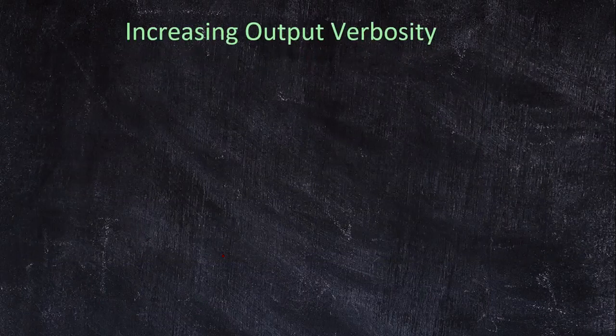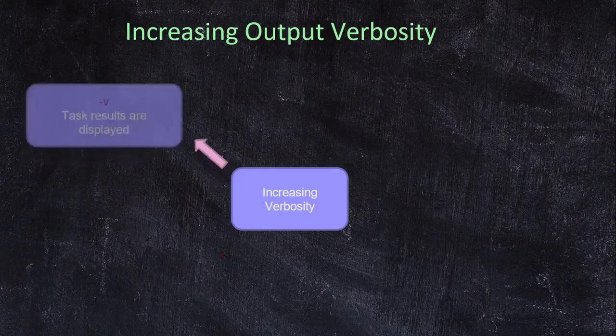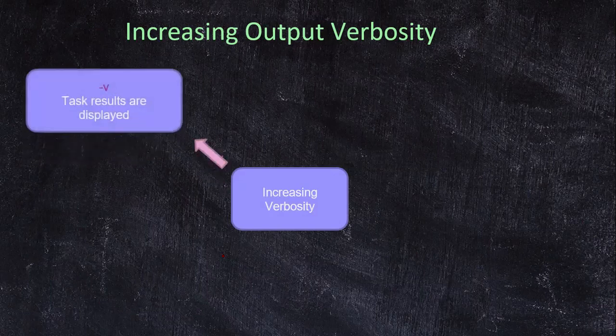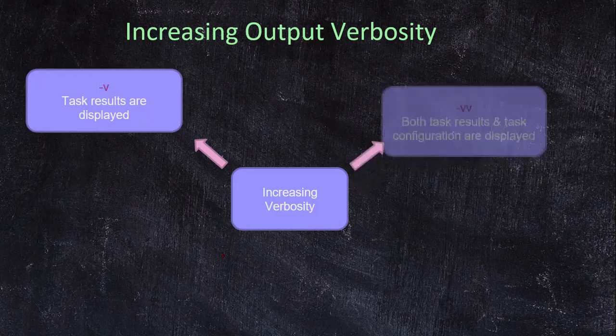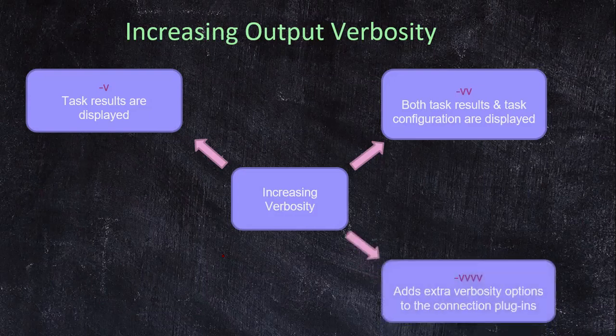Now, at times you would also want to check various levels of output when you are executing the code. That is where verbosity of the output comes into the picture. With respect to increasing the verbosity, there are different levels. For example, you can use -v. This will display the task results, or you can use -vv, two times. This will display your task results as well as the task configuration, or you can use -v three times or four times as well.